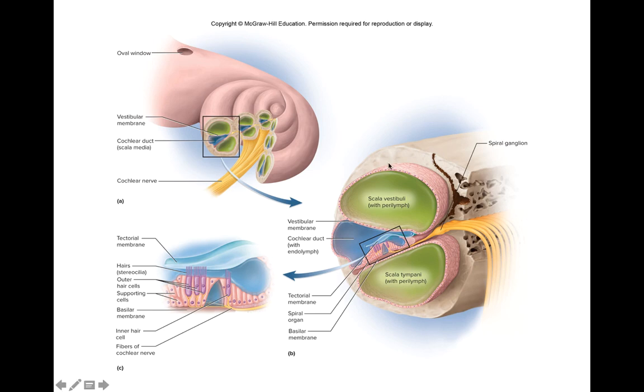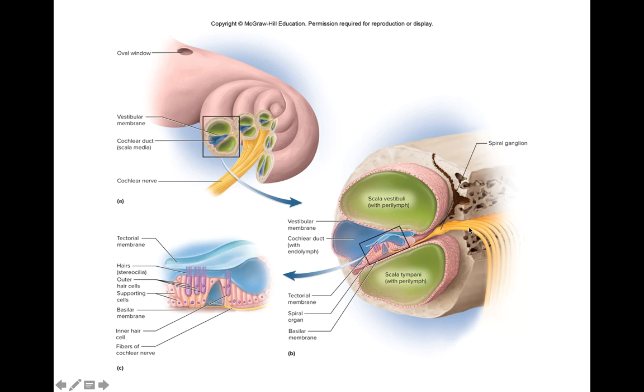So the chambers are called the scala vestibuli, that is filled with perilymph, the cochlear duct that is filled with endolymph, and the scala tympani filled with perilymph. These two, the scala vestibuli and tympani, are part of the bony labyrinth, while the cochlear duct is going to be part of the membranous labyrinth. The oval window sits at the start of the scala vestibuli. The scala tympani ends at the round window. So picture entrance, exit for energy.